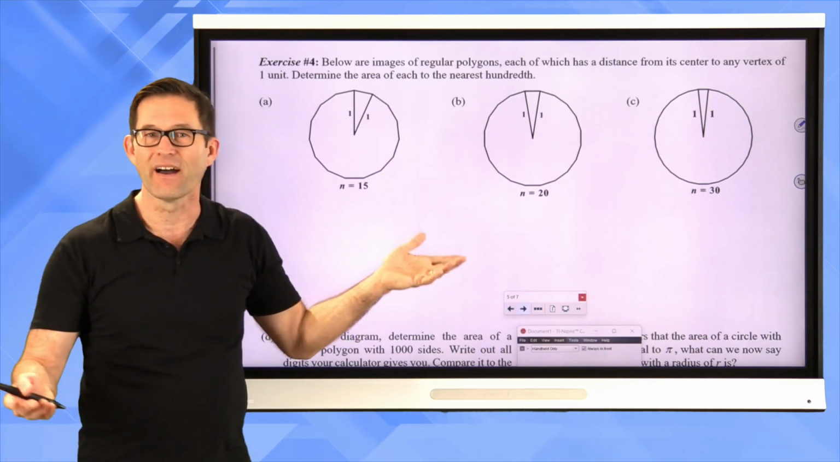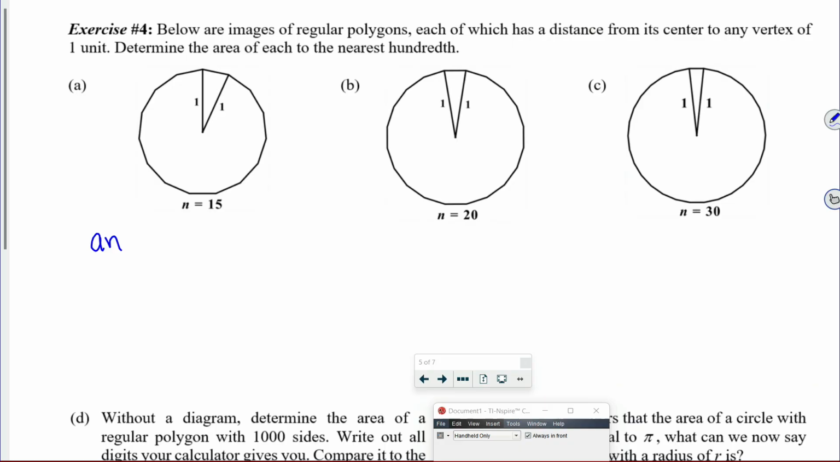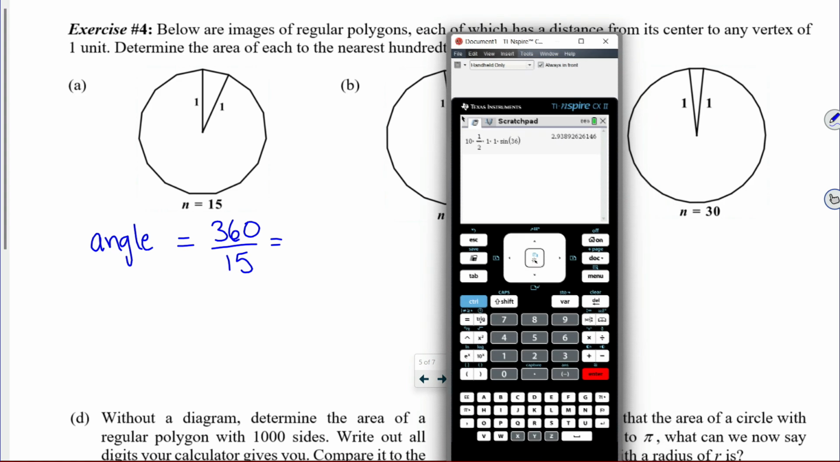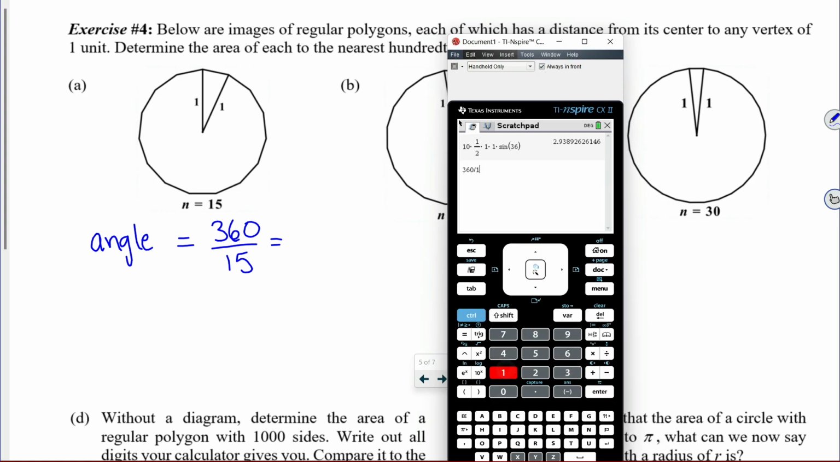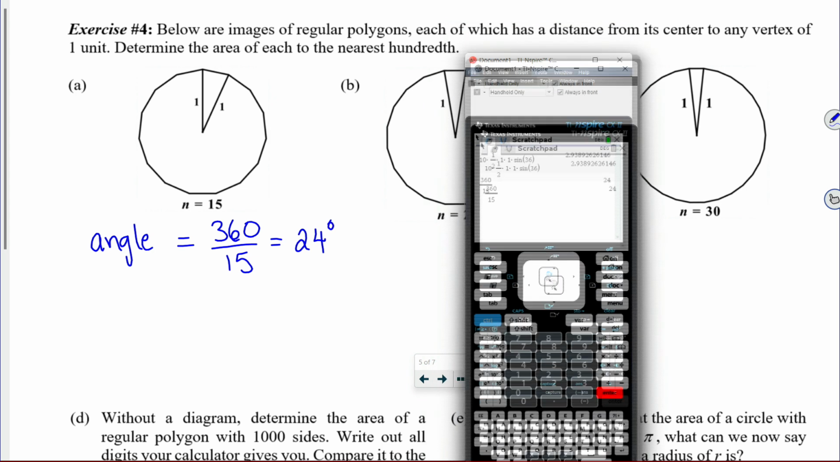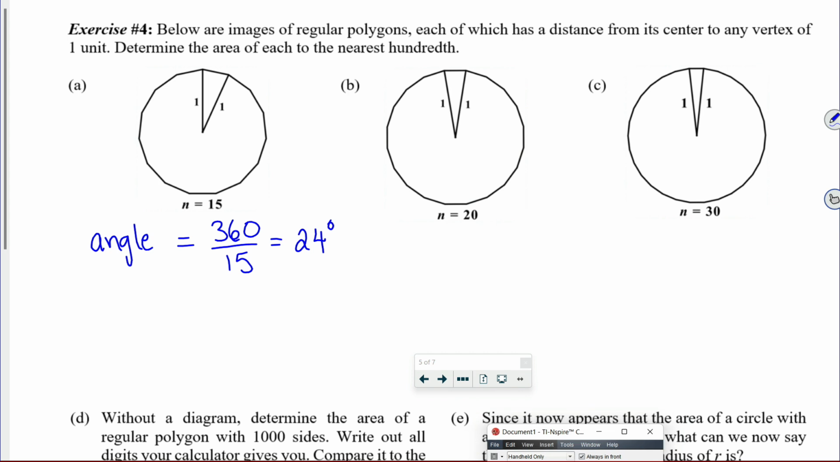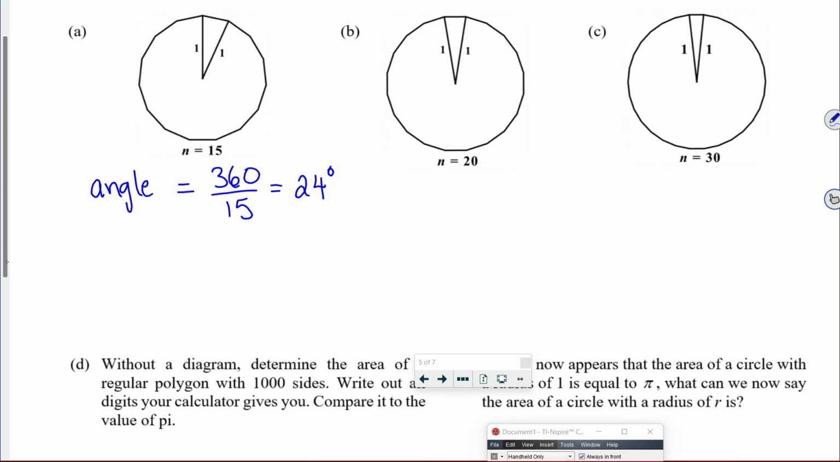Now with 15 sides, my angle is going to be 360 divided by 15. So let's figure that out, right? My angle, 360 divided by 15, 24 degrees, nice angle. Right? So now any individual one of the things is going to have 1/2 times 1 times 1 times the sine of 24. So my total area is going to be 15 times 1/2 times 1 times 1 times the sine of 24 degrees. Right?